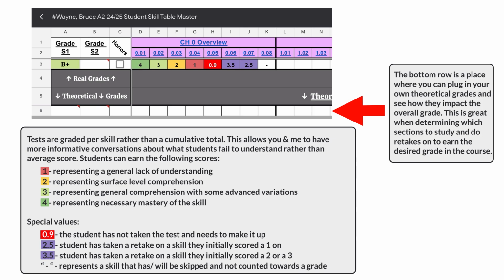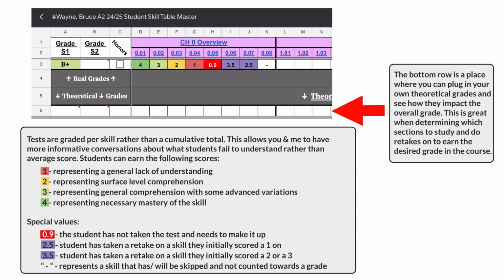So first, students can earn the following scores. The traditional ones are a score of a 1, which represents a general lack of understanding. This could be showcased by turning in a test blank, or by turning in a test and writing an essay during a math problem. Or it could be that they just are trying to answer something I'm not asking. So, 1 does not necessarily represent that they don't know anything, it's that they don't really understand how to showcase what it is that I'm asking, or maybe they're misinterpreting the instructions that I'm giving.